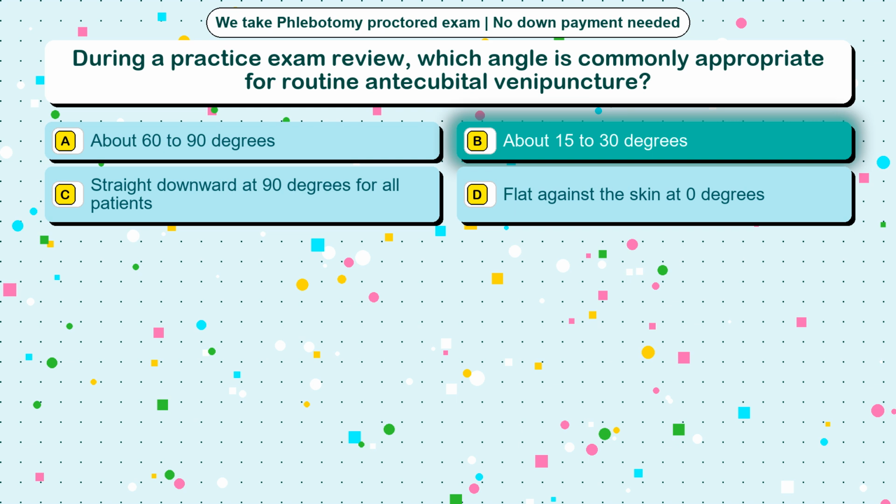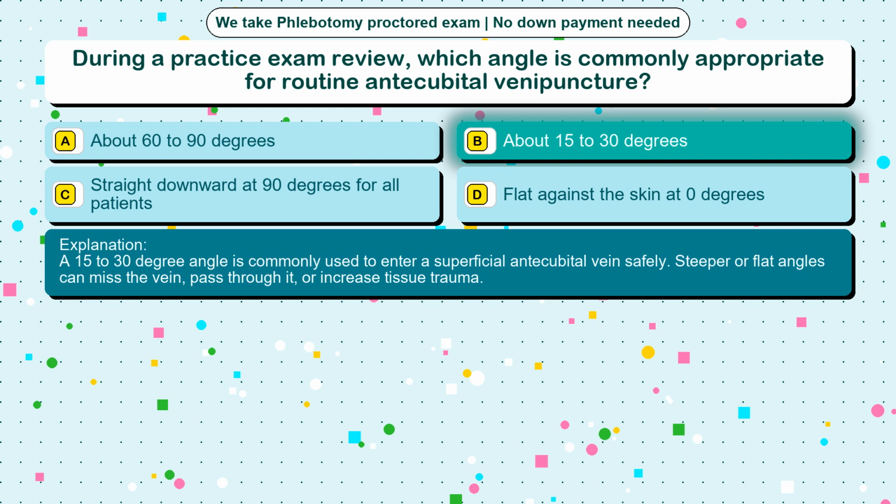About 15 to 30 degrees. A 15 to 30 degree angle is commonly used to enter a superficial antecubital vein safely. Steeper or flat angles can miss the vein, pass through it, or increase tissue trauma.